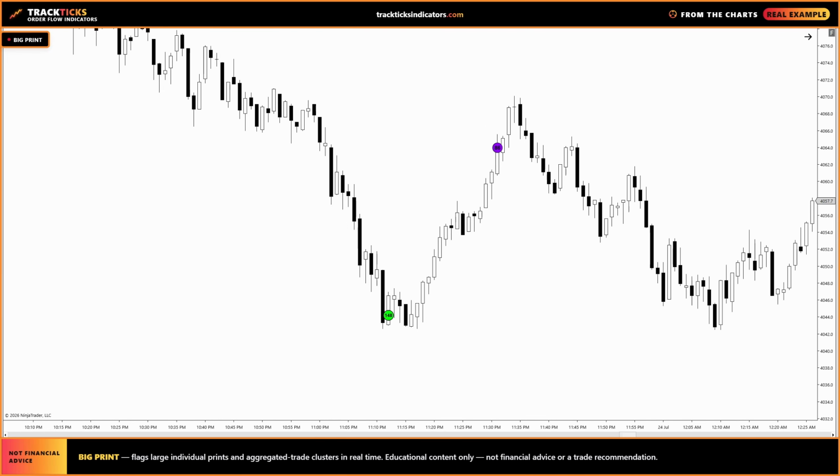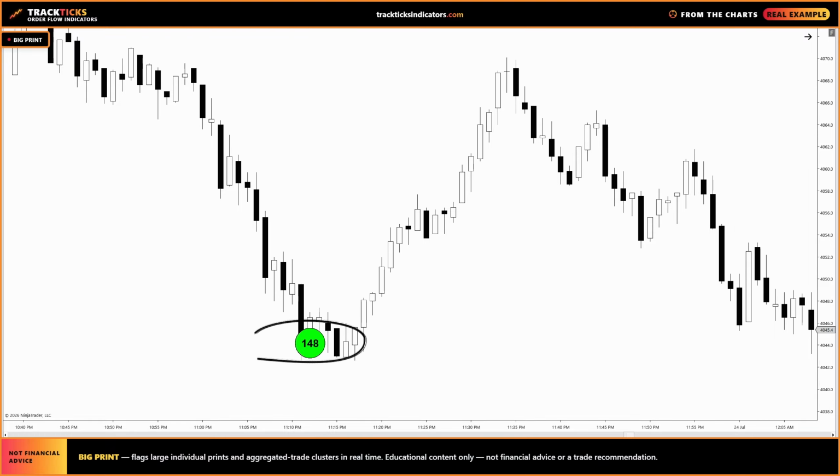Big Print runs two separate systems. The first is individual trade prints, a single large trade flagged once it crosses a volume threshold with a cooldown so you're not flooded with repeats. The second is aggregated cluster prints, multiple same side trades at the same price within a set time of each other, printing once they cross a combined volume threshold. Now let's get back and have a look at some real examples.